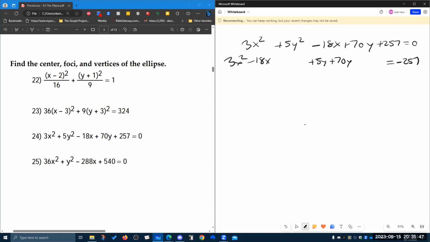We're going to factor out our greatest common factor of, well, our leading coefficient, even if it's not the greatest common factor, because we want that x squared to have a coefficient of 1. Similarly, we want y squared to have a coefficient of 1, so we're going to factor out that 5.